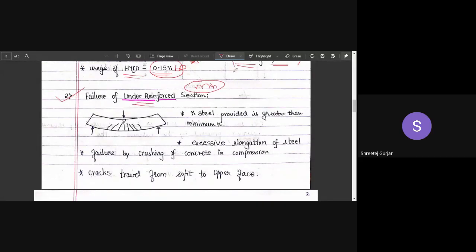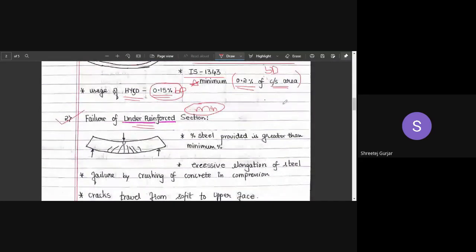Minimum, right? We know what is the minimum that you have to provide, and then there is the balanced section, the balanced amount of steel. In between here is your balanced section. In between these two is your under reinforced section. And if you cross this balanced area, it will go into the over reinforced section and become over reinforced. So if you provide steel which is in between the minimum amount and the balanced section, it will be an under reinforced section.